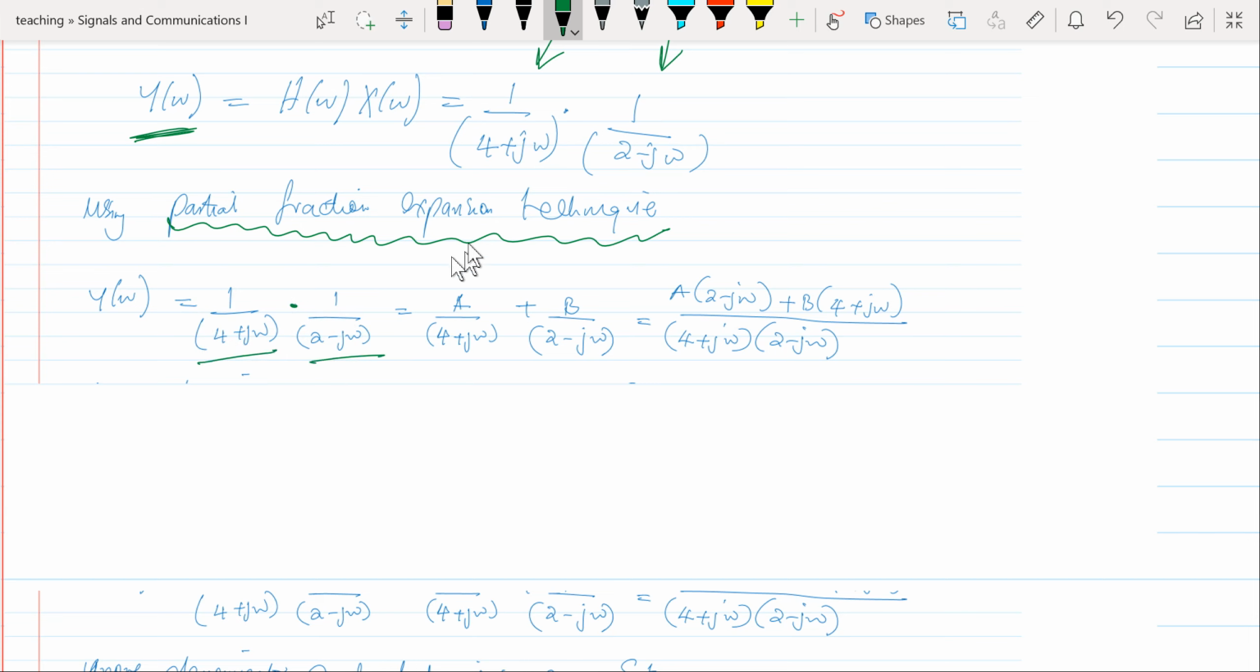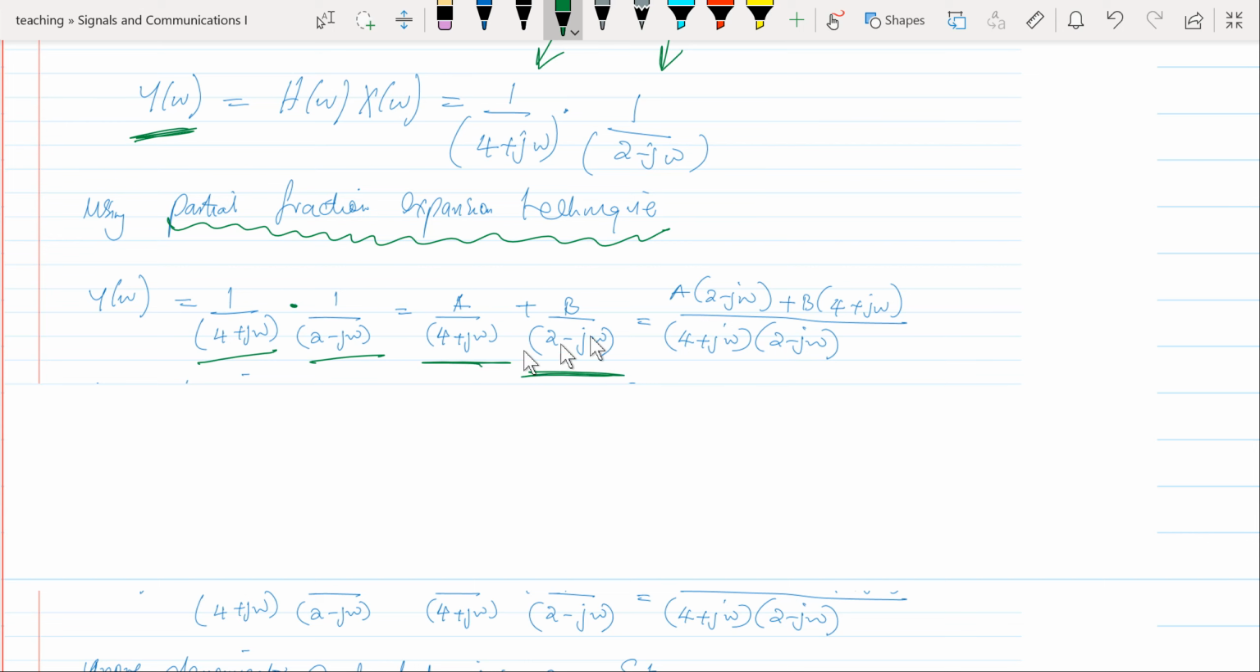This technique says that you can break up this multiplication of the two factors into two separate terms, like a over (2 minus j omega) for one factor and b over the other factor. If that is the case, we can combine them again using the method of fraction addition, getting the common factor, or LCM, and evaluating for each.